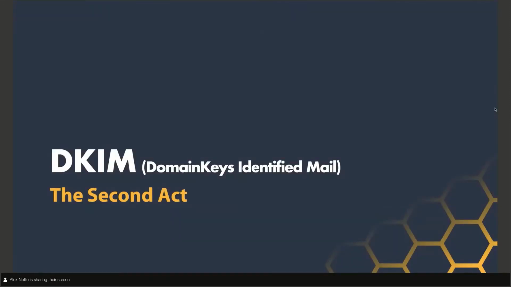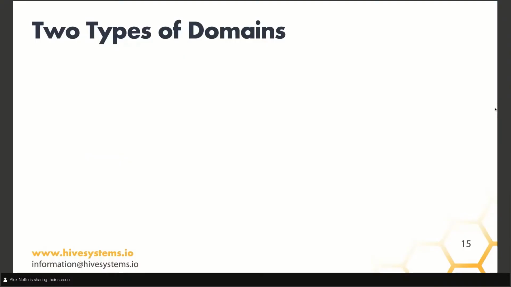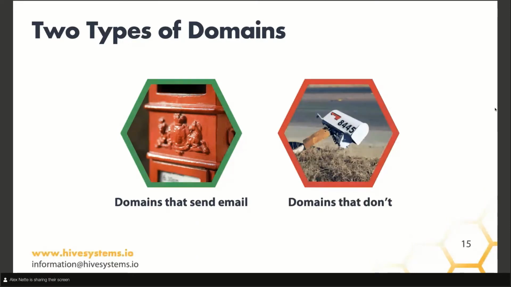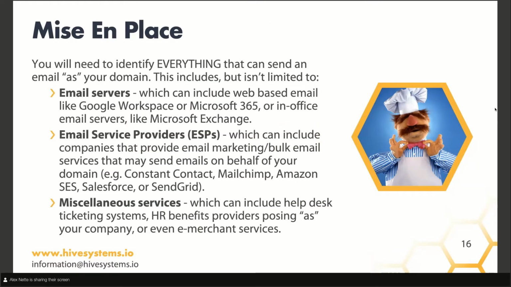The second act here is DKIM. There are two types of domains. Hey, does this look familiar? Domains that send email and domains that don't. So let's get set here with the Swedish chef again. Again, you'll have to identify everything that can send email as your domain. So just like we did earlier for SPF, you can leverage that same list. And if you already have everything in place, you'll be good to go from that standpoint.